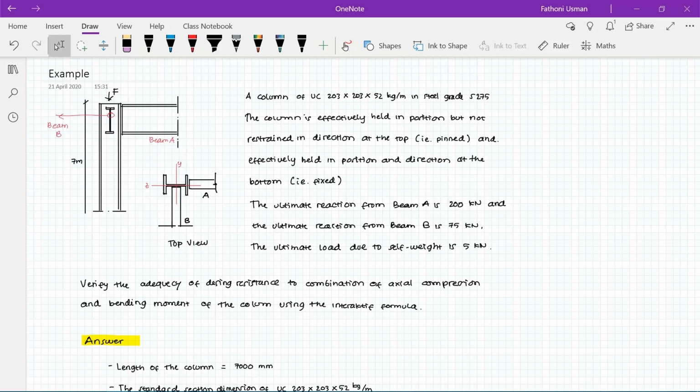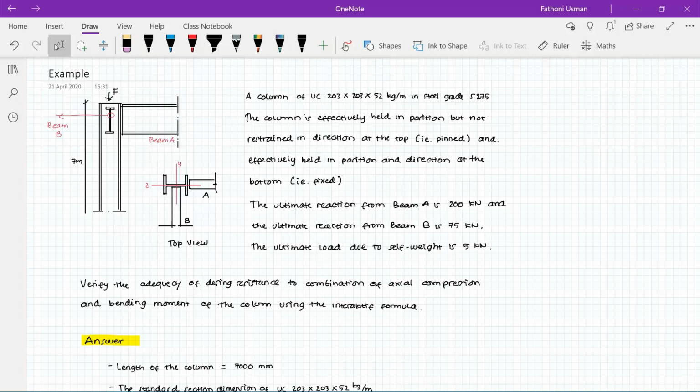And then a small figure on the left side is the top view of the column and beams. Beam A is supported by the column about its y-axis, and beam B is supported by the column about its z-axis.